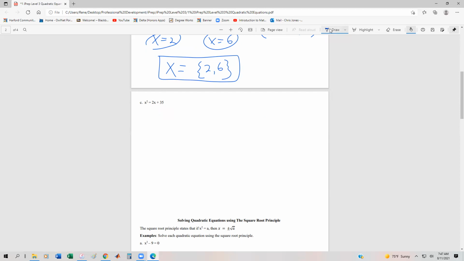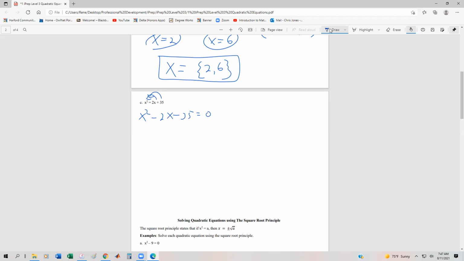And so we're going to subtract 2x, and we're going to subtract 35, and we're going to write it in descending order according to the powers of x. So when we rewrite this, we're going to write this as x squared minus 2x minus 35 is 0.